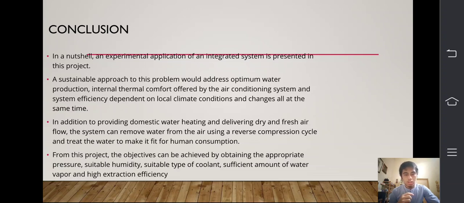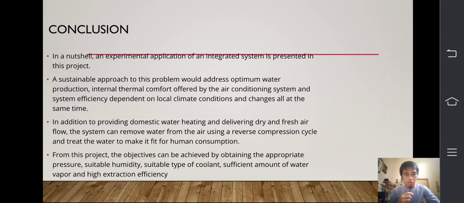For the conclusion, in a nutshell, an experimental application of an integrated system is presented in this project. A sustainable approach to this problem would address optimum water production, internal thermal comfort offered by the air conditioning system, and system efficiency dependent on local climate conditions and changes all at the same time. In addition to providing domestic water heating and delivering dry and fresh airflow, the system can remove water from the air using a reverse compression cycle and treat the water to make it fit for human consumption.